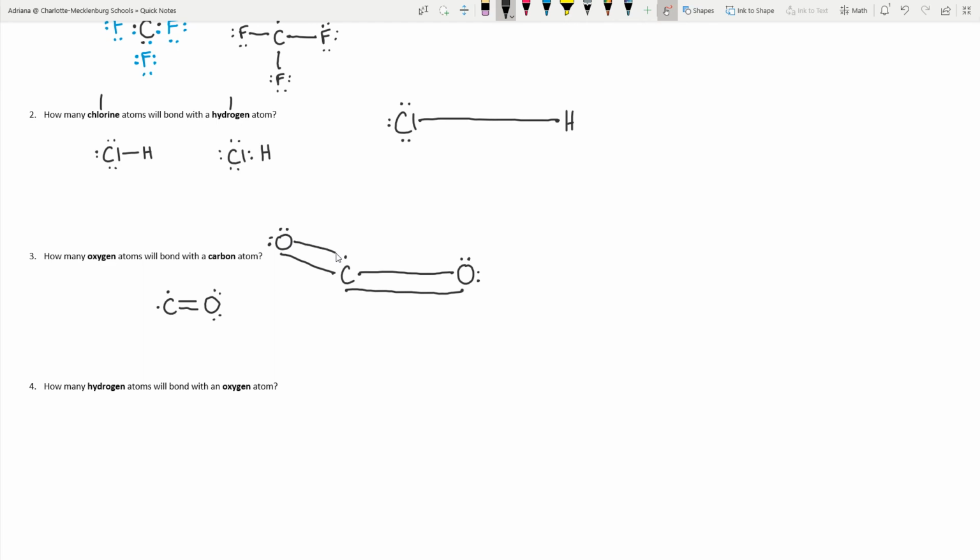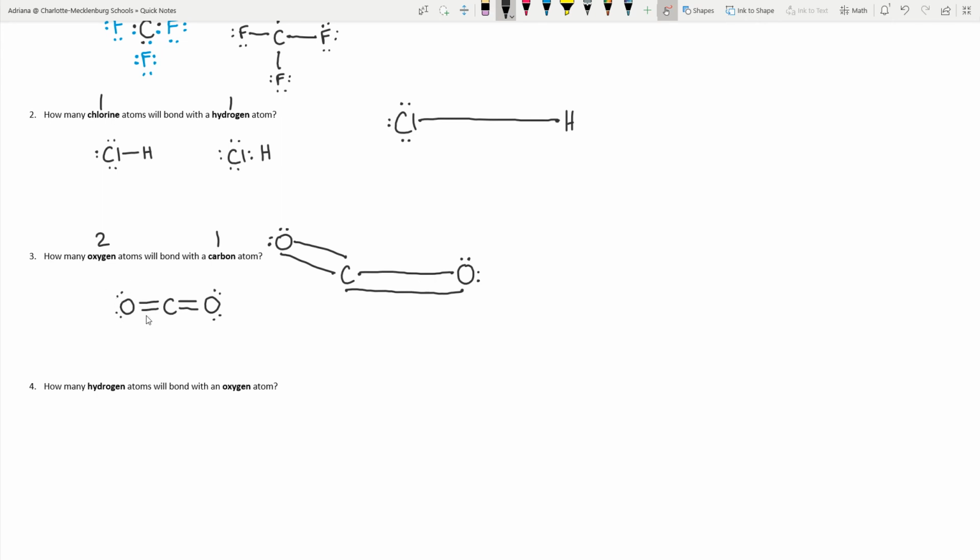If I form 1 more bond here, this is ugly, but let me clean it up over here. Oh, apparently I can't erase. There we go. I'm going to form another double bond with my oxygen, which still has its 2 lone pairs. And so we would need 2 oxygen atoms to bond with 1 carbon atom.